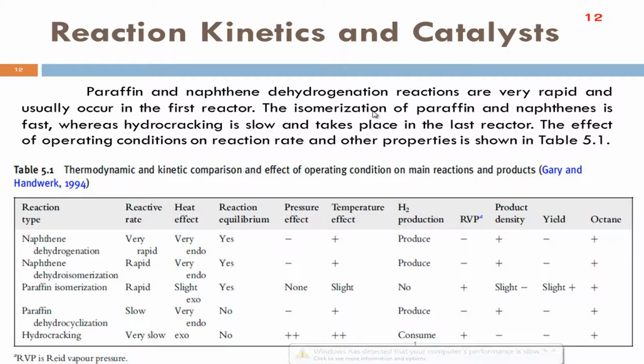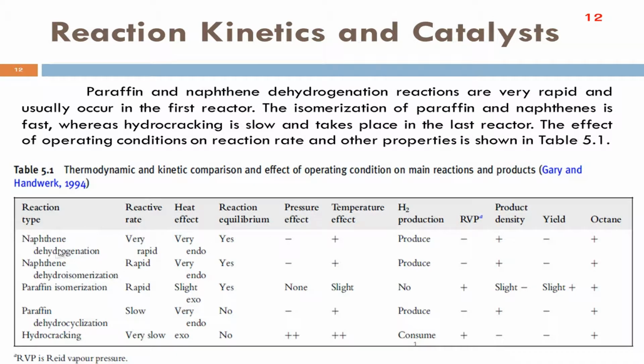For the isomerization and hydrocracking, the reaction starts to be slow. And of course, in this case, the rapid reactions will take place in the first reactor, and then the ones that have slow reactions will take place in the last reactor.